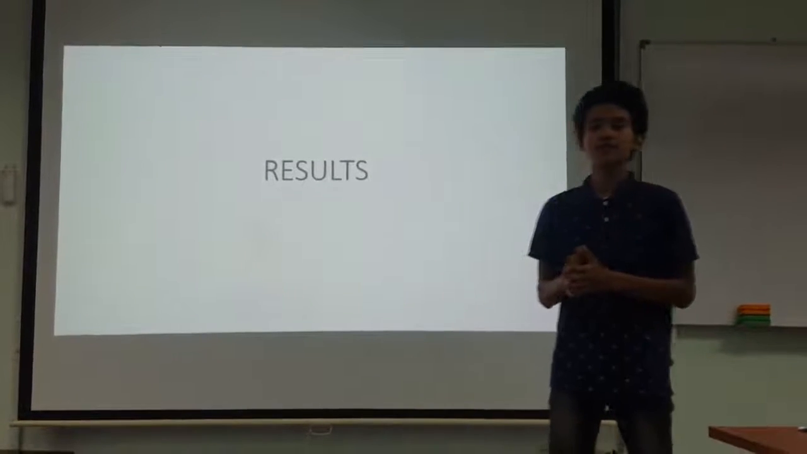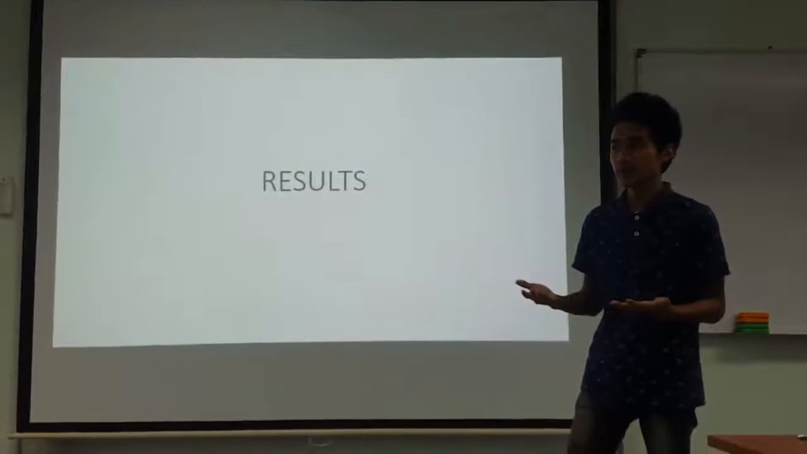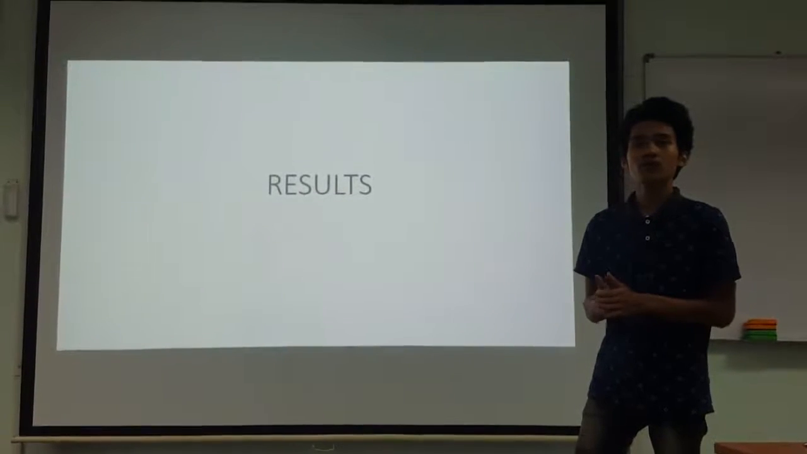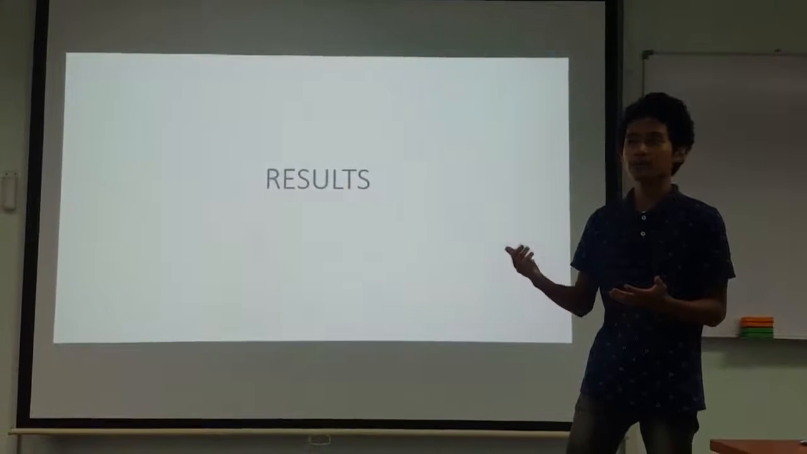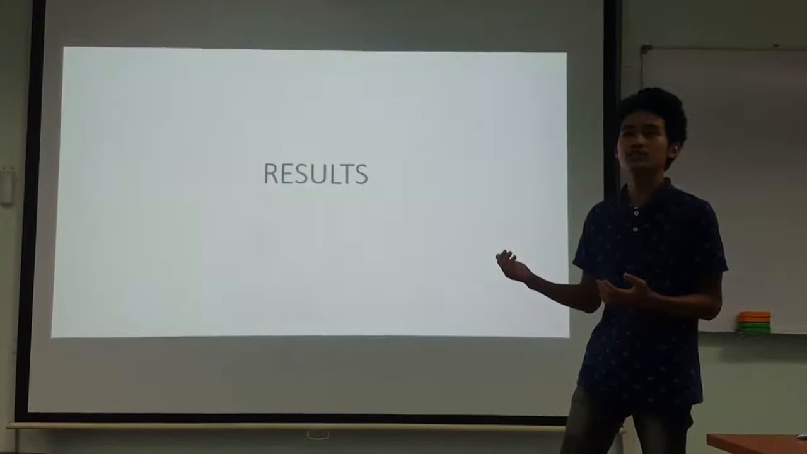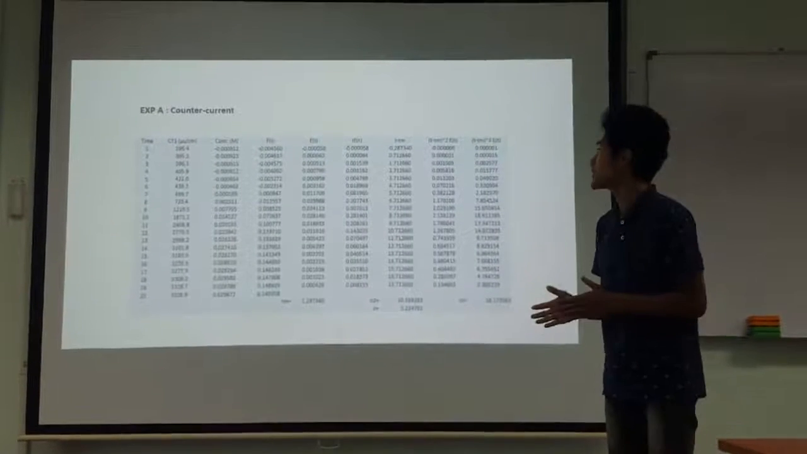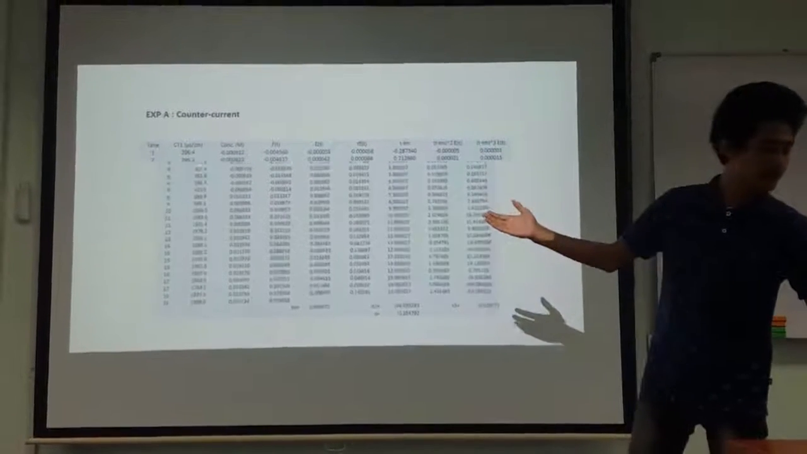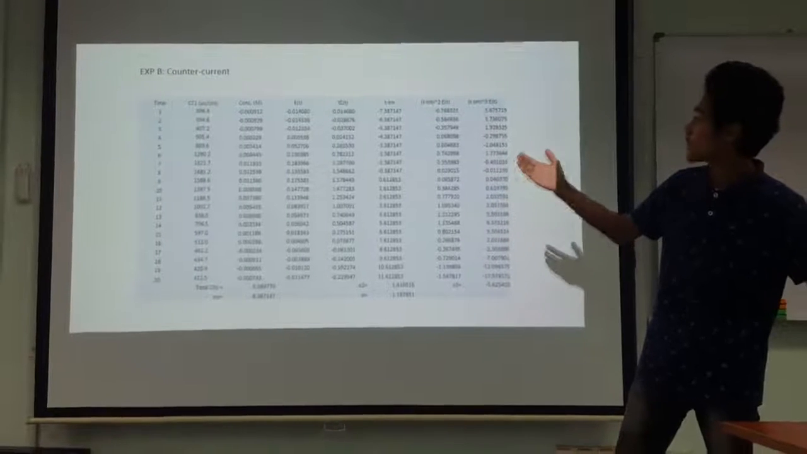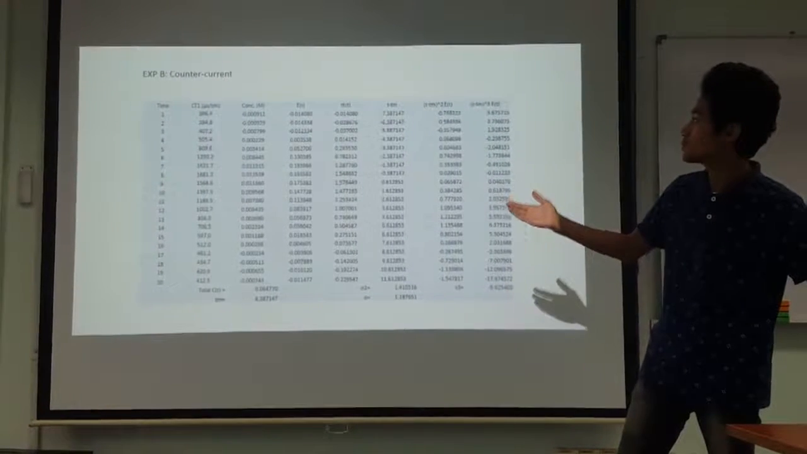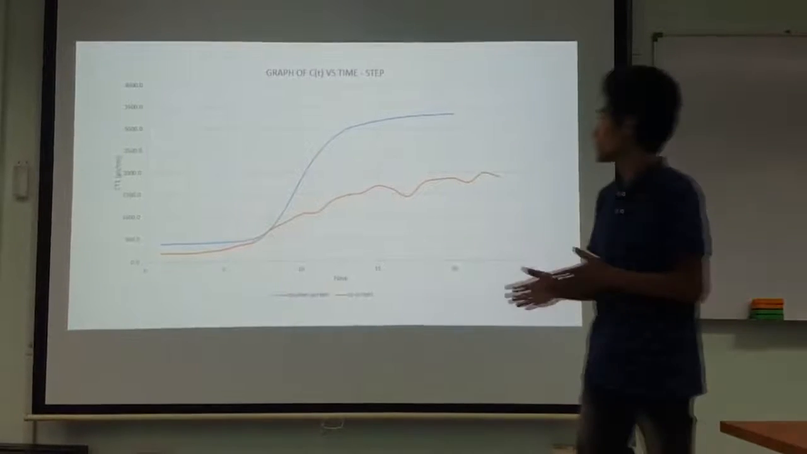Now it's my turn. My name is Hisham, and I will be talking about the results, and how our experiment, RTD in tubular flow, is relatable to the application process that we selected, which is ammonia stripping. Now, this is the table for the counter current, and this is the table for the co-current for experiment A, and this is for experiment B, which is for the pulse input for counter current and then for the co-current. Now, I'm talking about the graph.